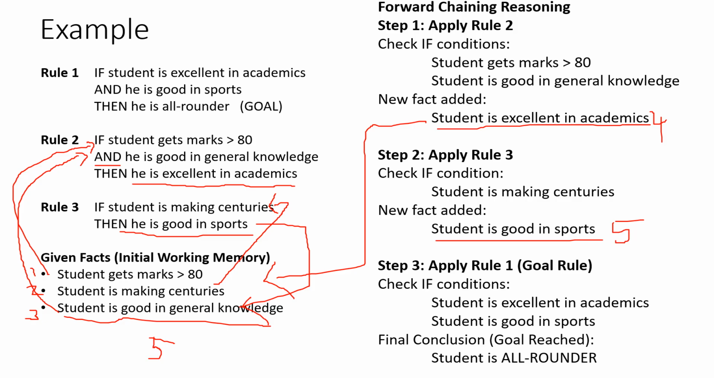So now we will check: student is excellent in academics, whether it matches with any of the rules. Yes, it is matching here. You can see student is excellent in academics. Then student is good in sports, does it match with any of the rules? Here you can see it is also matching. So that means these two conditions are satisfied in the working memory. So we can fire this rule, and the final conclusion is he is an all-rounder. So that is our final conclusion. We reach the goal state. So we can conclude that student is an all-rounder. So this is the best example of forward chaining or forward reasoning.